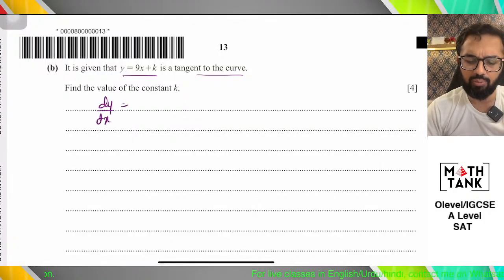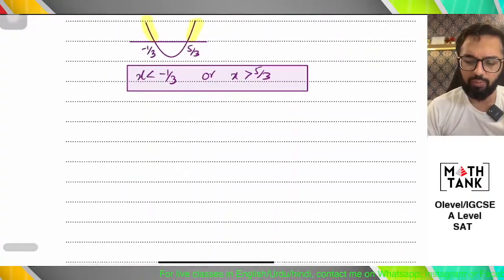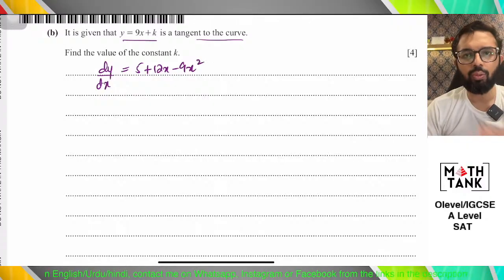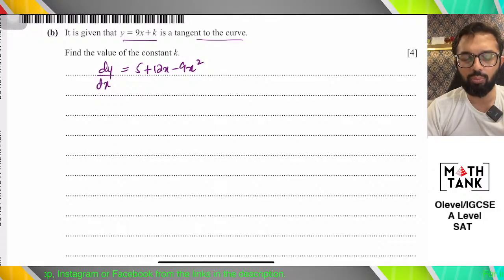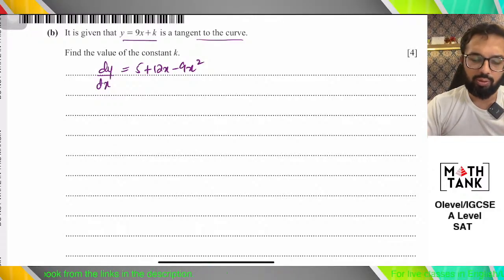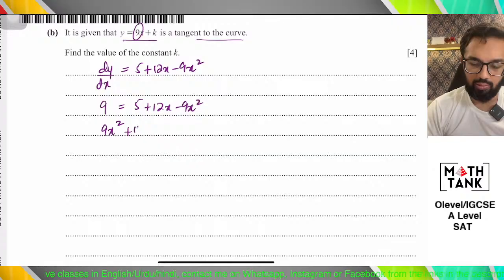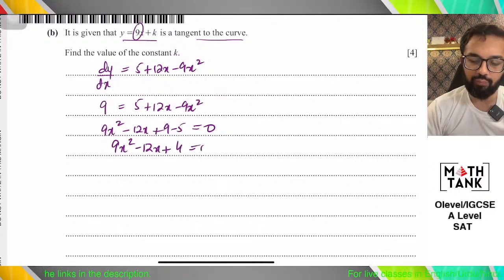So dy by dx came out as 5 plus 12x minus 9x squared. I can't do this using quadratics. Why? Because I can't solve a cubic and a linear simultaneously and expect to get a quadratic out of it. So you notice that this line has a gradient of 9. So at whatever point, dy by dx is 9, I can find that x coordinate. That is going to be the common point between this line and the other curve that I have.